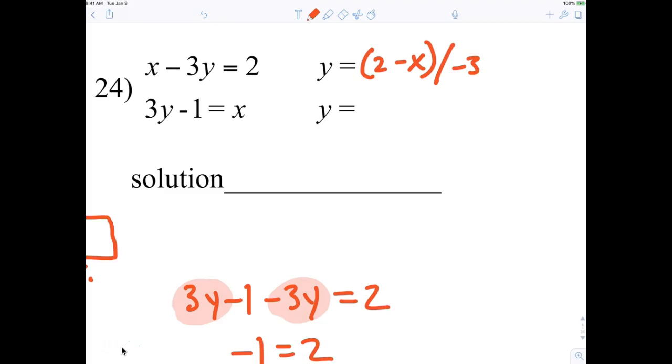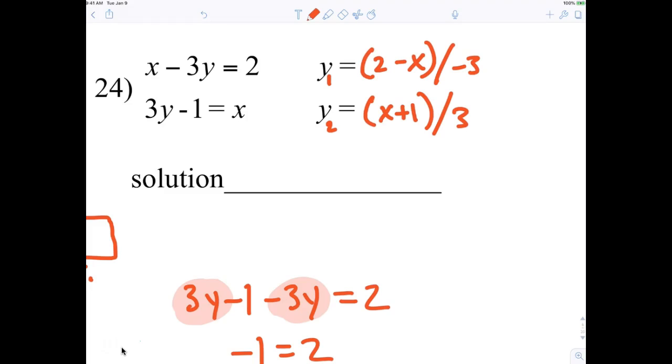Now, under y2, I have to do what first? Add the 1. Thank you. So I end up with parentheses, x plus 1, and then divide it by 3. That's what I want under y1 and under y2. Everybody good on this? Now, look at your calculator and type it in under y1 and y2. What do you notice? Parallel. So you just checked your work.